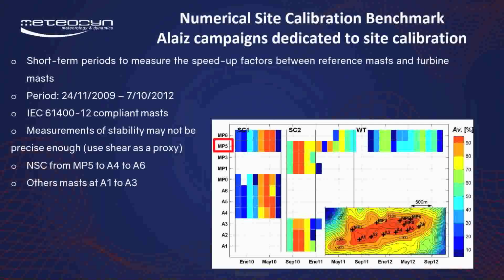It's MP5. As you can see here, MP5 is here at the beginning, at the top of the hill, and we have 3 point, 4, 5, 6, very close to this mast. So this is very well defined for the numerical site calibration because the distance is very close. So maybe this is a good candidate. And moreover, we have also other points. This is 1, 2, 3. So it's far away from this point, but maybe it's a good point also to test a numerical approach.